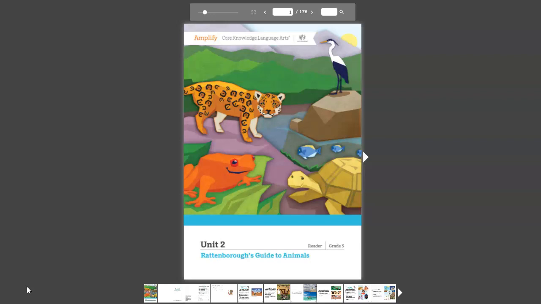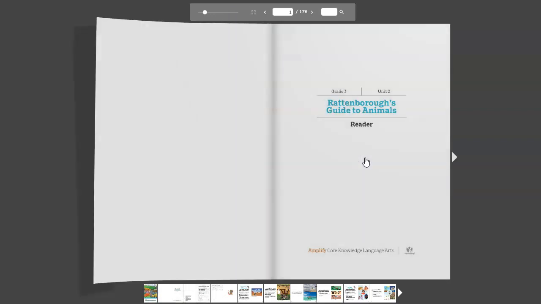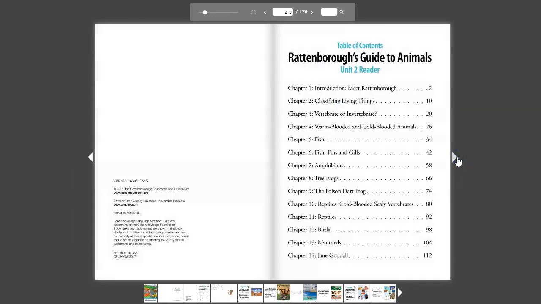Here we go. Now, before we learn about animals, we are going to talk about text features. Text features are ways to highlight or call attention to important information. So the first text feature that we're going to talk about is a title. The title of this book, this is our reader, is called Rattenborough's Guide to Animals. That's the title. Now, here's your title again, Rattenborough's Guide to Animals.